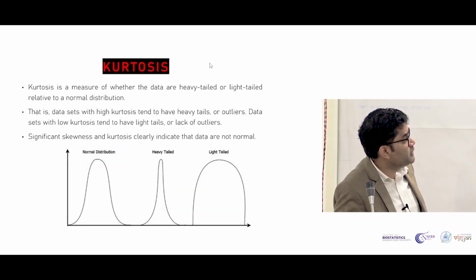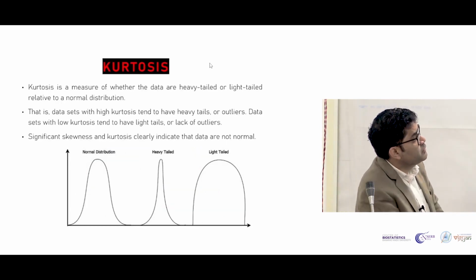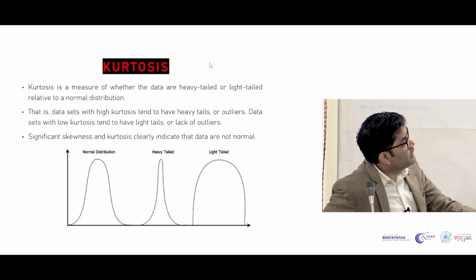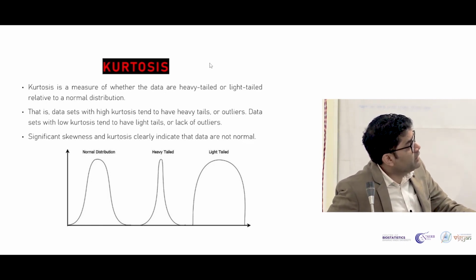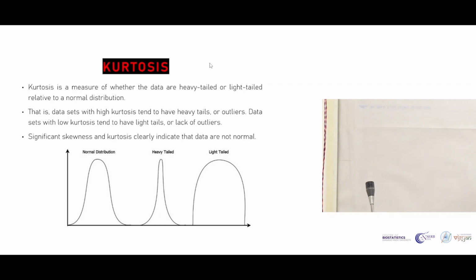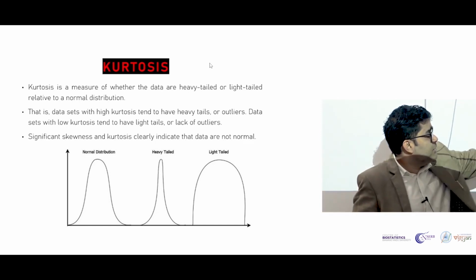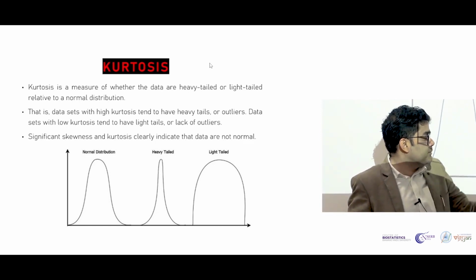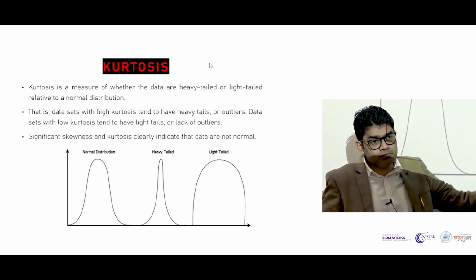The second important thing in your distribution which you should look at is the kurtosis. Kurtosis is a measure of whether the data are heavy-tailed or light-tailed. What we mean by heavy-tailed: if you look at this middle one, we are having a lot of data at the corners here. Only a small amount of data is at the center, but the major data is towards the extreme values.